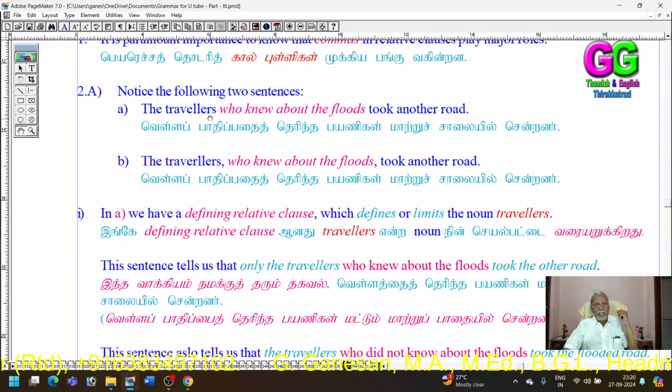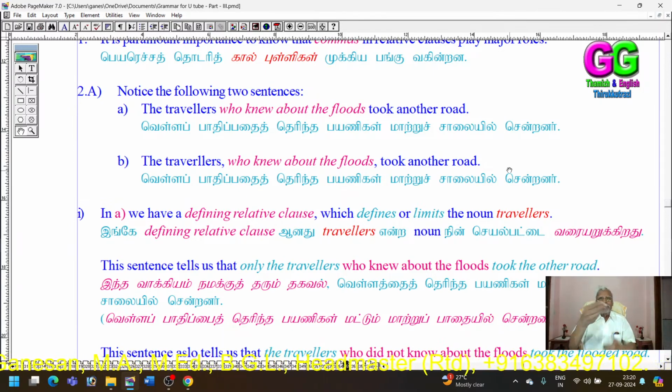But what is the meaning of the non-defining relative clause? My dear students, the travelers, who knew about the floods, took another road means all travelers knew about the floods and took another road. All travelers knew about the floods and so they took another road.